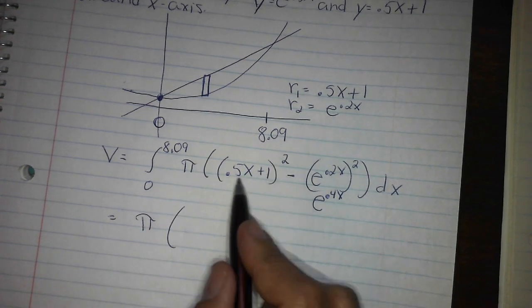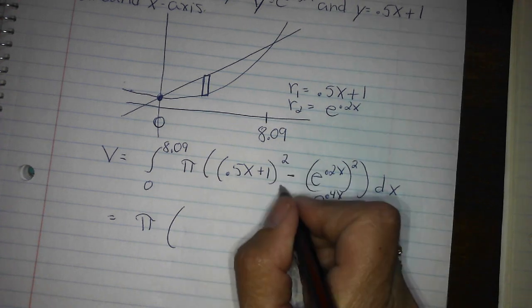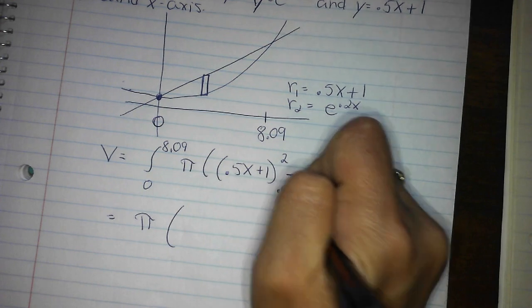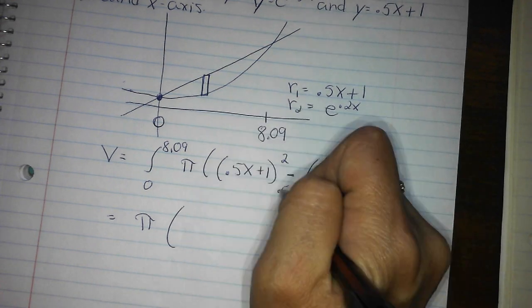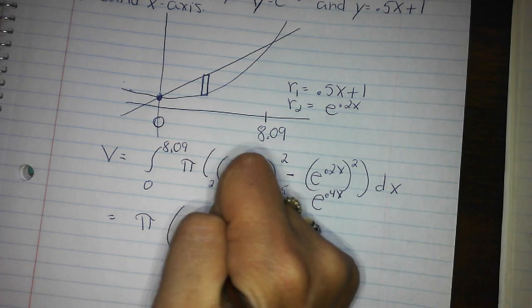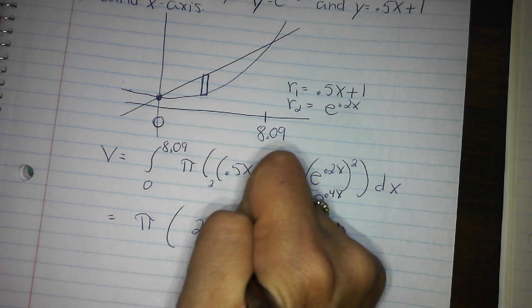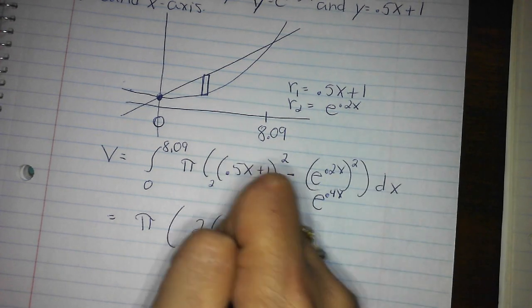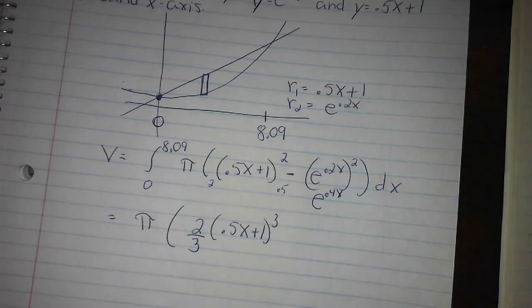Antiderivative here, I'm going to do power rule. This one needs a 0.5 next to its own little dx over here, so that 0.5 gets thrown away. That's a 1/2, so I need a 2 out in front that's going to carry along. So 2 times (0.5x plus 1) cubed times 1/3 makes that 2/3.